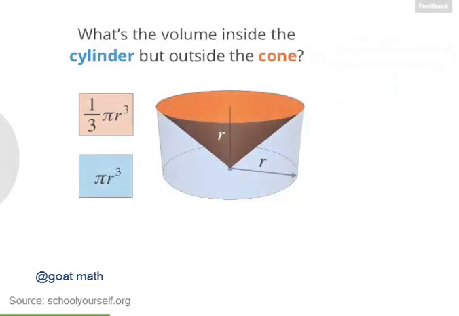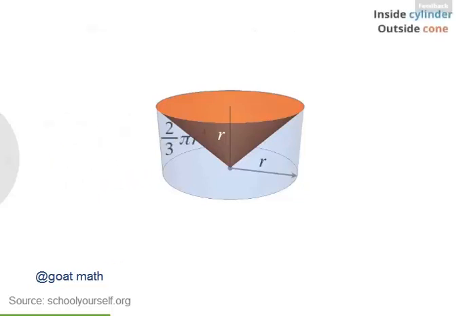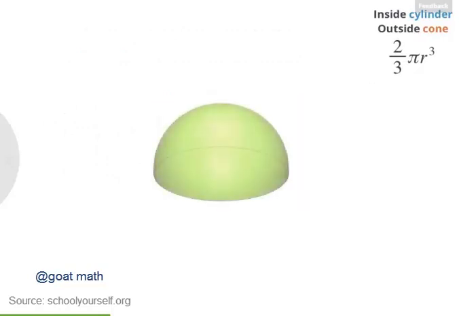Well done. Yes, the volume that's inside the cylinder but outside the cone is the volume of the cylinder, pi r cubed, minus the volume of the cone, 1/3 pi r cubed. Pi r cubed minus 1/3 pi r cubed leaves us with 2/3 pi r cubed. So this is the volume inside the cylinder but outside the cone. Let's hold on to this volume up here, and let's return to our hemisphere from the beginning.